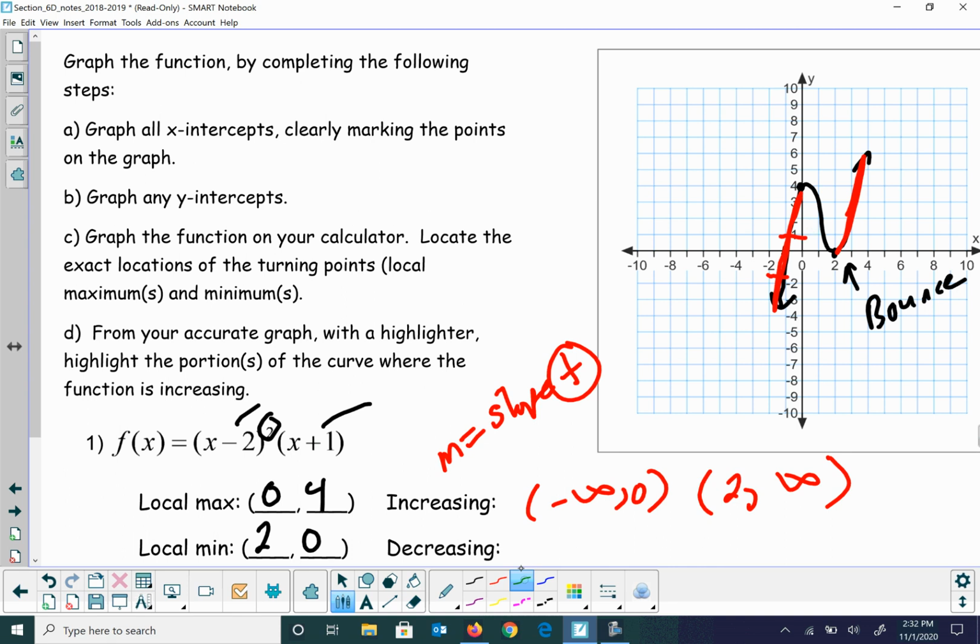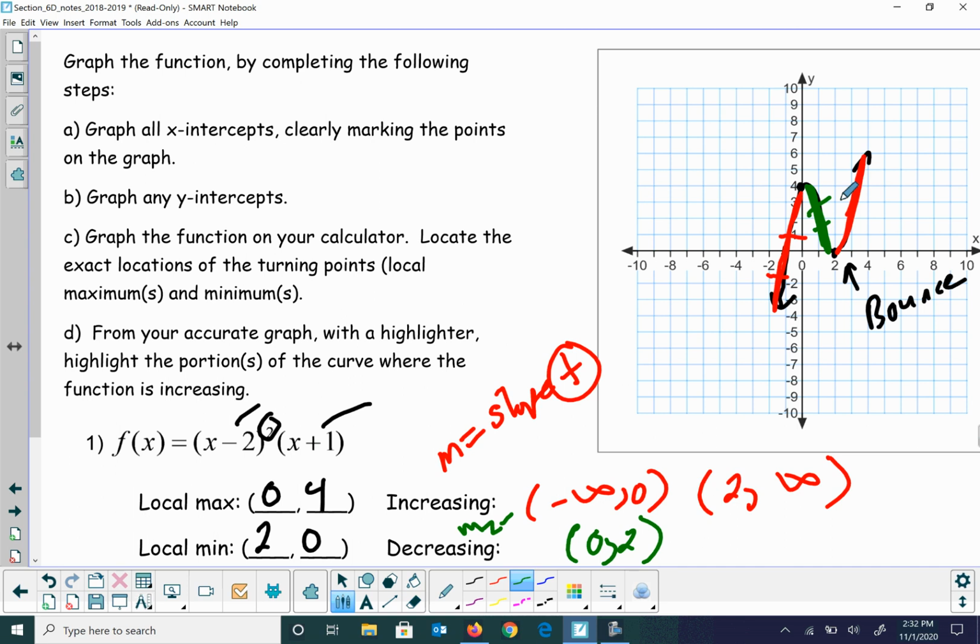Now we're going to take a look at when it's decreasing. It's decreasing here. That's my decreasing region. So it's from 0 to 2, it's decreasing. If it's decreasing, that means my slope would have to be negative. If I pick 2 points along that and use my slope equation, honestly, it's just the Algebra 1 slope equation. So that's where we have it decreasing.